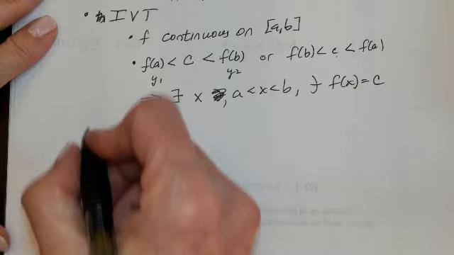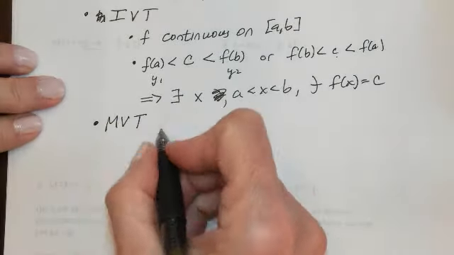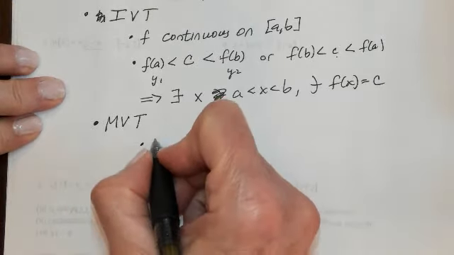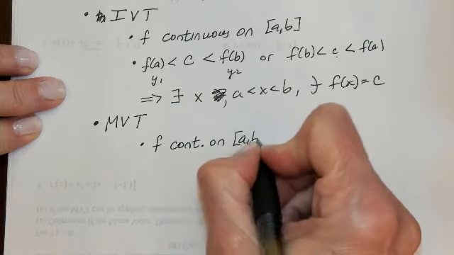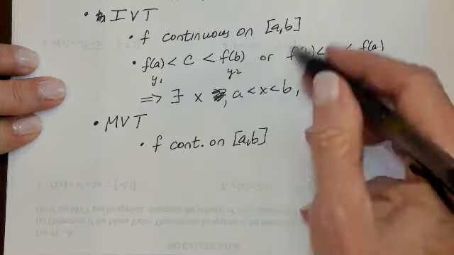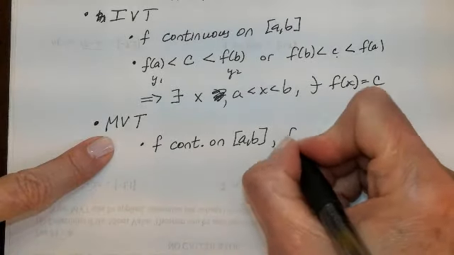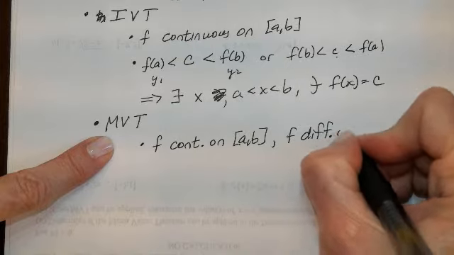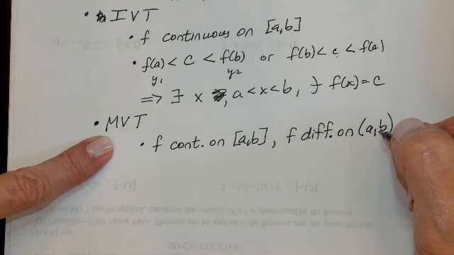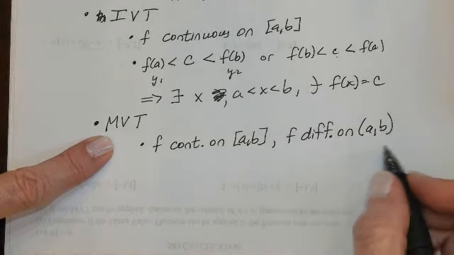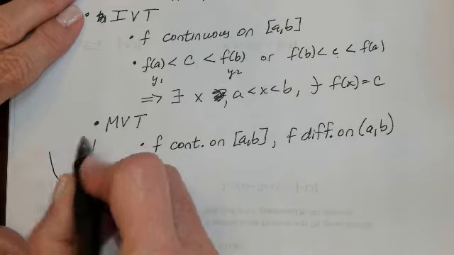They also might ask you a mean value theorem question, MVT, mean value theorem. And let's go over that quickly. For the mean value theorem, F has to be continuous on the closed interval, so that's the same as the one for the IVT. But there's an additional requirement for MVT. F has to be differentiable on the open interval. So it doesn't have to be differentiable right at A and B, but it has to be differentiable everywhere in between there.